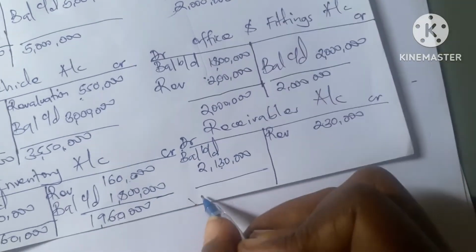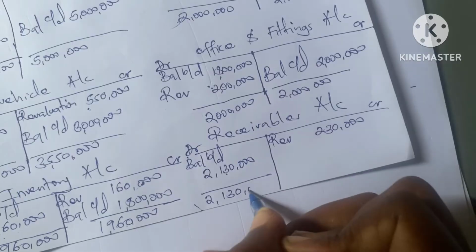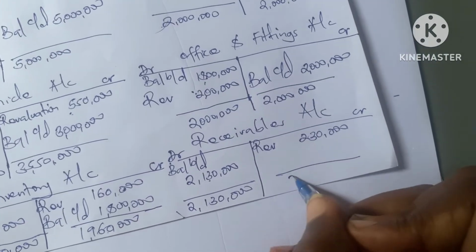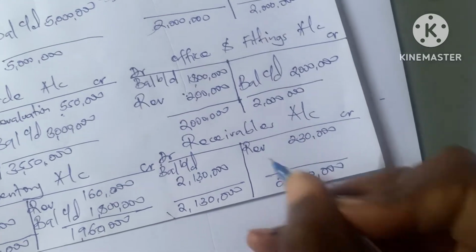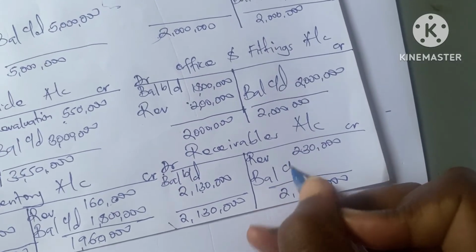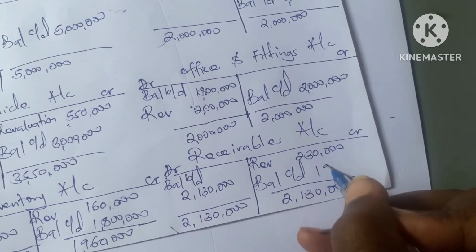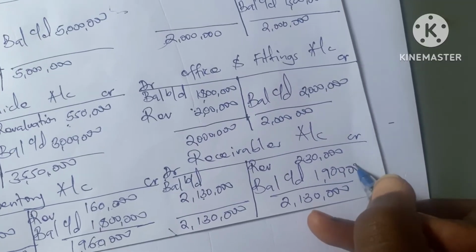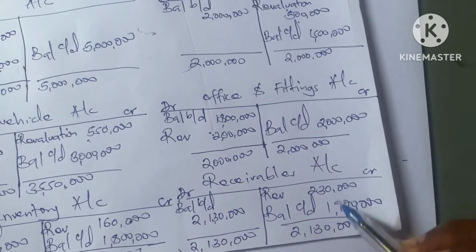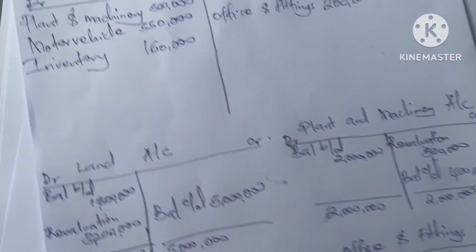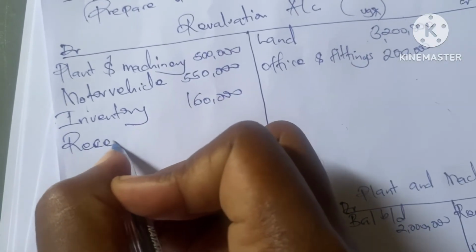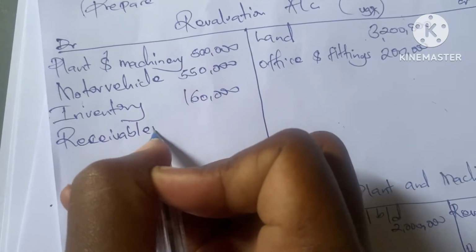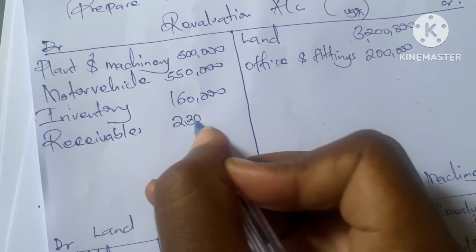So this side is greater, 2.130. 2.130 minus that, what you get is the balance carried down, which is 1.9. Like that. Since the revaluation is on the credit, in the revaluation account, we put it on the debit. We write receivables, which is 230.